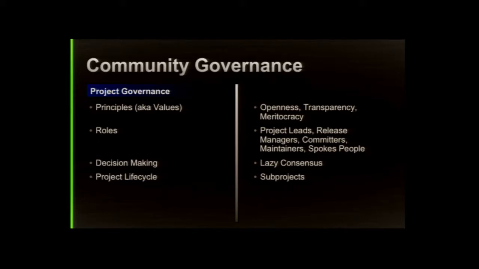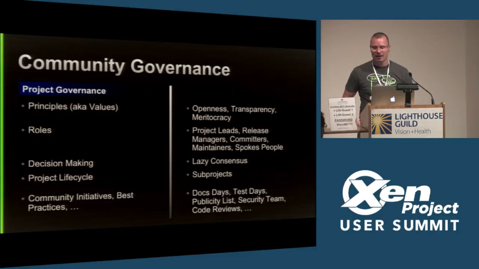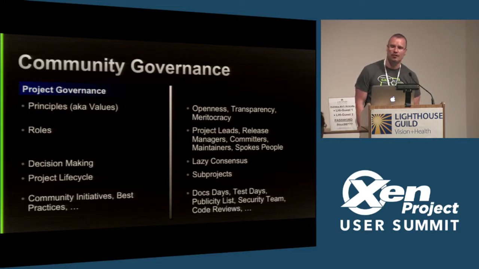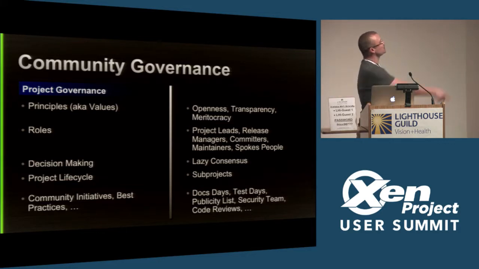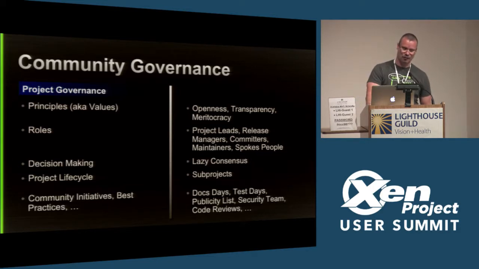Then we have this thing called project life cycle, and that determines how our sub-projects are run. And then we have a lot of different community initiatives and best practices. These are things like document days, I'll talk about this later, test days. We have a thing called a publicity list, the security team, how we do code reviews, all those kind of practical things. And they get established in the way we described earlier. They're almost the outcomes of this whole process.